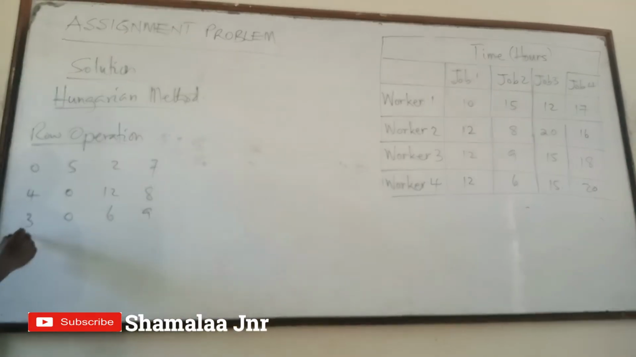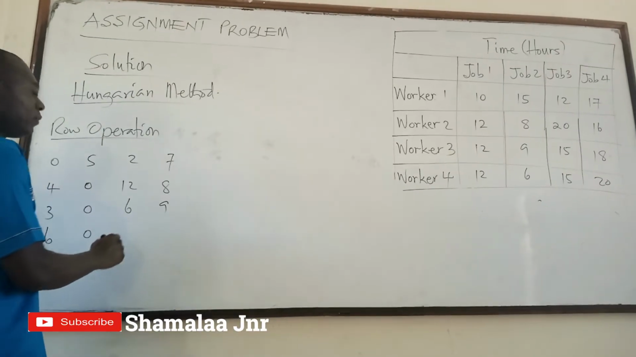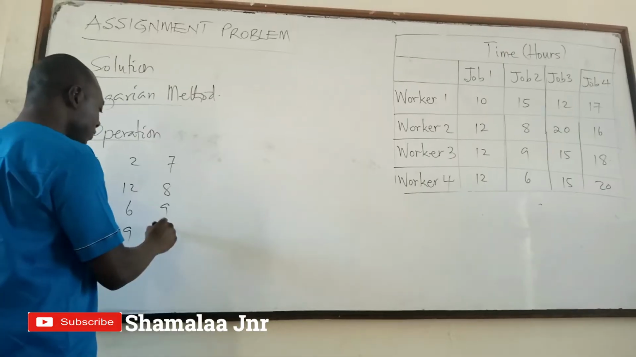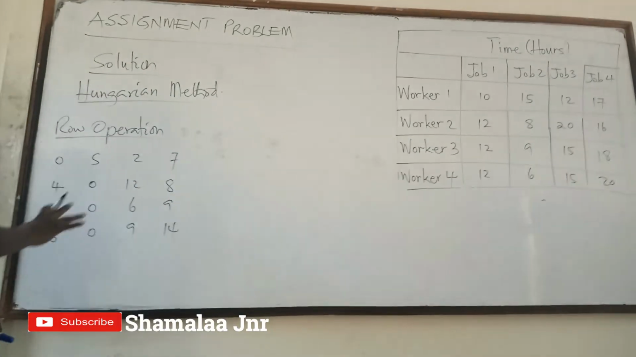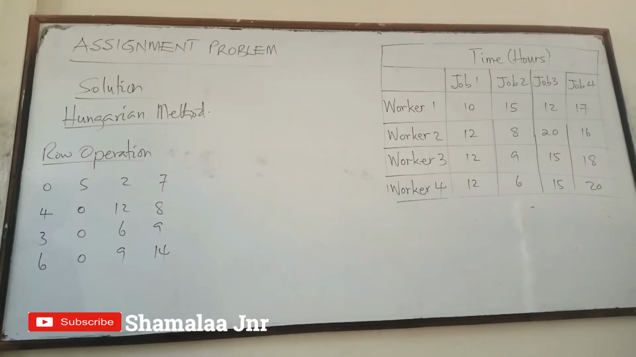When you subtract from 12, you get 6. 6 from 6 is 0. 6 from 15 is 9. 6 from 20 is 14. So this is the row operation. You are done with the row operation.